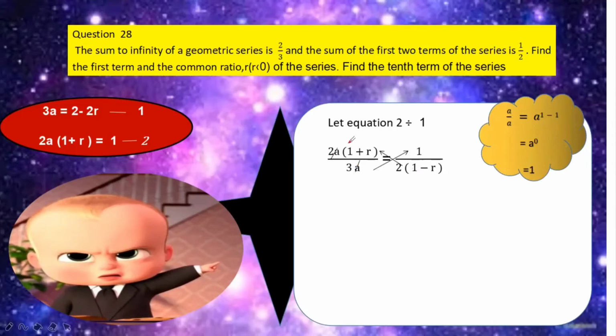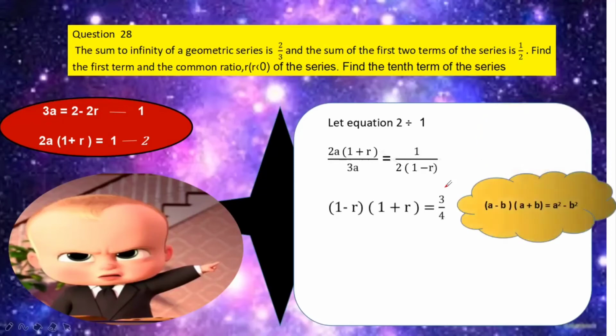Then you bring all the unknowns to the left side of the equation and only the values or numbers to the right side of the equation. And then you will get an equation like this, where 1 minus r is brought to the left, multiplied with the bracket of 1 plus r equals 3 over 4. As you can see, in this scenario it involves a quadratic expression where (a minus b) multiplied with (a plus b) equals a square minus b square. So I can compare and assume that 1 is a and r is b. So I can make the equation as 1 minus r square equals 3 over 4.